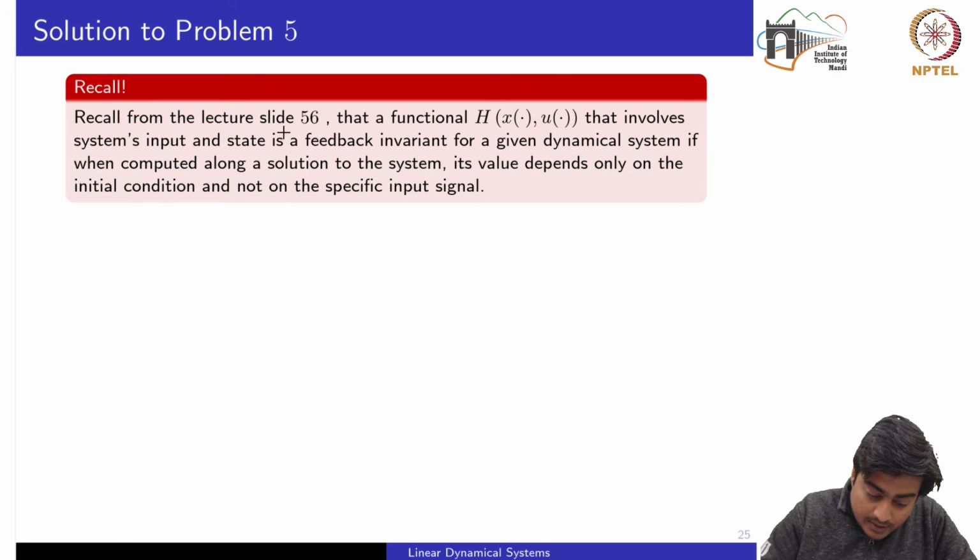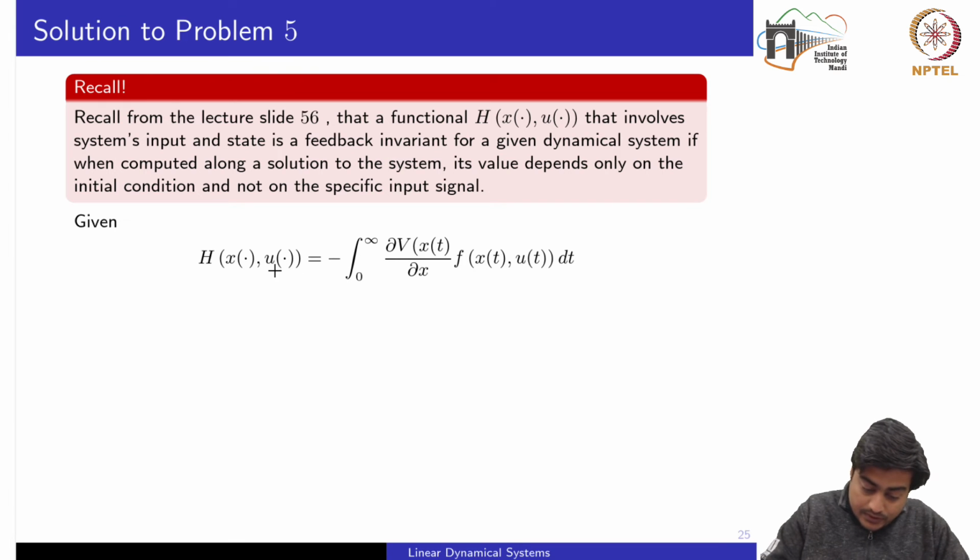Okay, so recall from lecture slide number 56, we have defined a functional h as a feedback invariant whenever, when computed along a solution to the system, its value depends only on the initial condition and not on the specific input signal. So this is how we define any functional which involves system input and state as a feedback invariant. Okay, so we have provided this functional h on the left hand side, and on the right hand side the integral from 0 to infinity of the partial derivative of v with respect to x, times a function f of x comma u, dt. Okay, so we want to show that this is a function of only the initial condition and does not depend on the specific input signal.